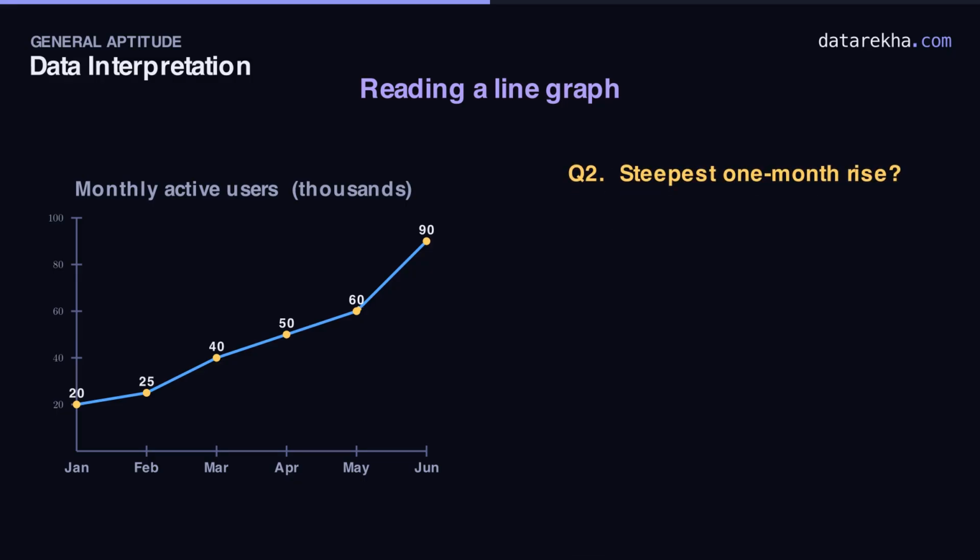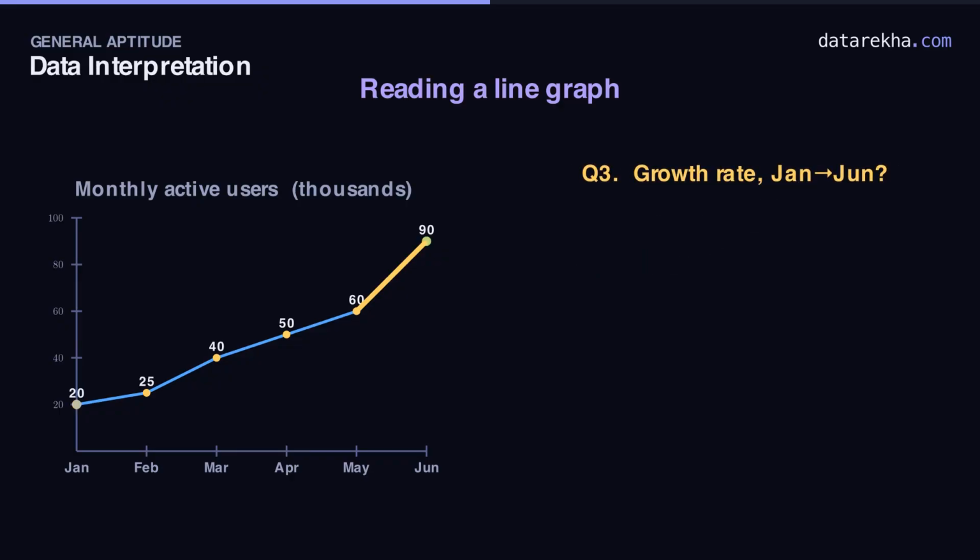Which single month rose the steepest? The steepest segment is the one climbing fastest. Month to month, the jumps are plus 5, plus 15, plus 10, plus 10, and plus 30. The biggest leap, 30,000, is from May to June.